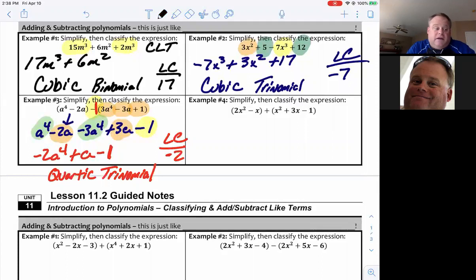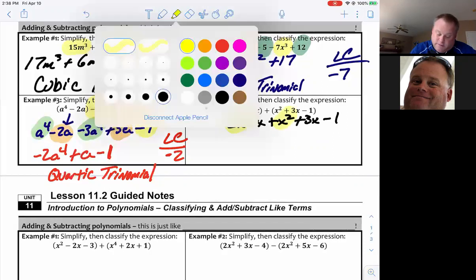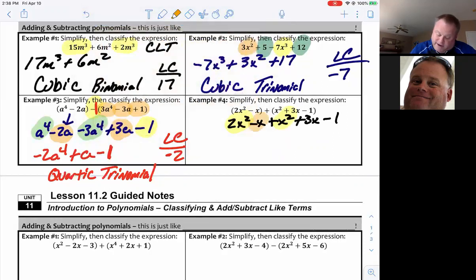All right. Now, adding polynomials is much, much easier because it's straightforward. Basically all you're going to do is drop the parentheses. When you have an addition, just drop the parentheses and go as is. So I can simply drop all of them. And now I start looking for combining like terms. So I have a 2x squared and an x squared. I have a negative x and a 3x.